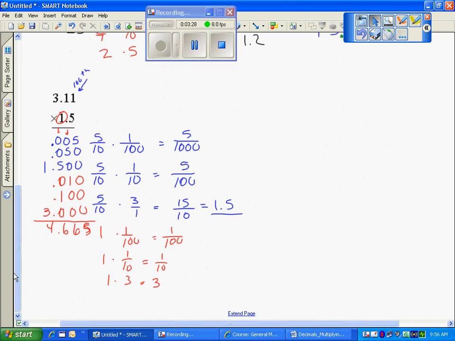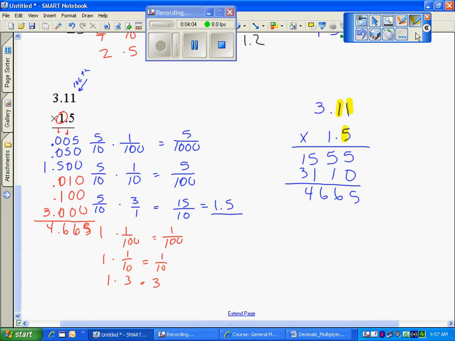Last problem. 3 and 11/100 times 1 and 5/10. Ignoring place value and distributing the 5: 5 to the first one, 5 to the second one, and 5 to the third. 5 times 3 is 15. Doing my placeholder, 1 times 1 is 1, 1 times 1 is 1, 1 times 3 is 3. Combining my columns, checking my decimal point placement. There are 3 digits to the right, so my answer must have 3 digits to the right, and you can see that the answers hold.